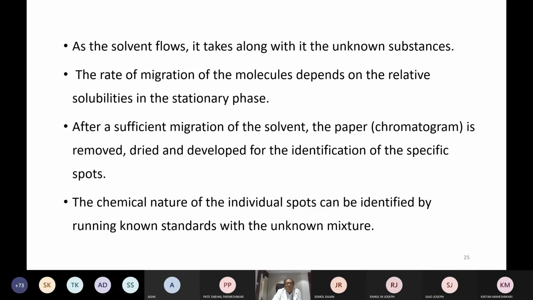As the solvent flows, it carries along the unknown substances. The rate of migration of the molecules depends on their relative solubilities in the stationary phase. After sufficient migration of the solvent, the paper is removed, dried, and developed for identification of the specific spots. These can be identified by running known standards with the unknown mixture. So always the procedure will be like this.